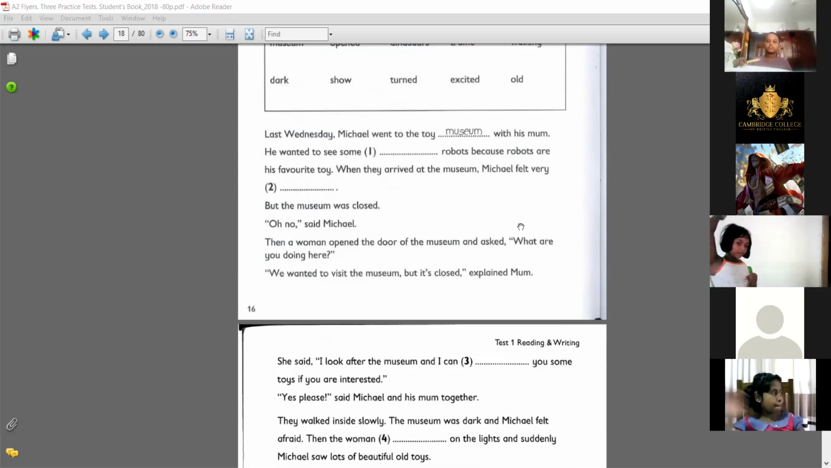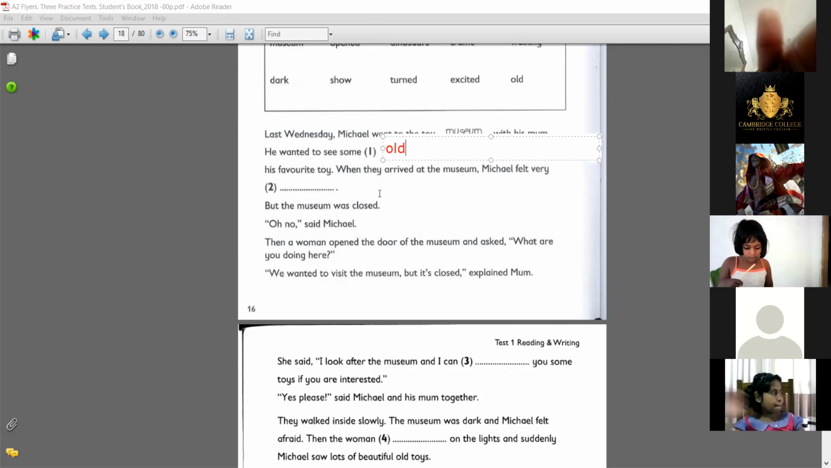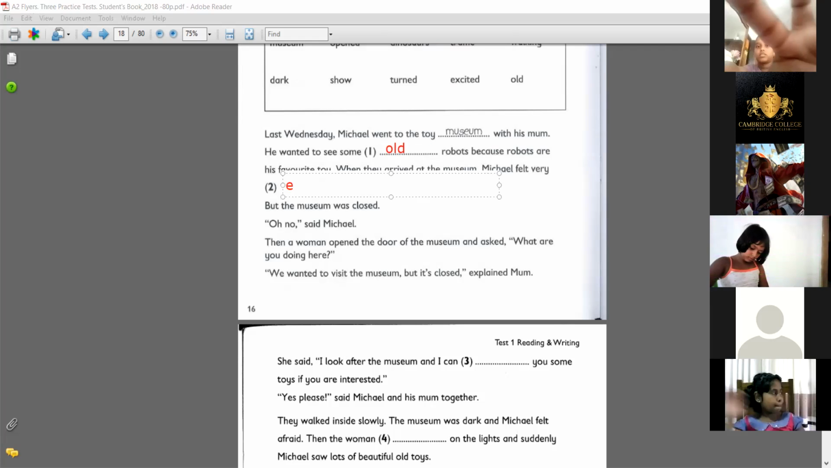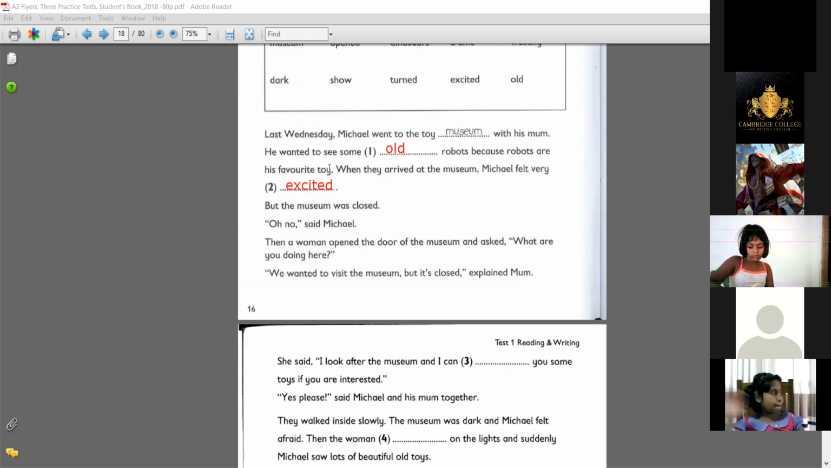So, look at this. Last Wednesday, Michael went to the toy museum with his mom. He wanted to see some excited robots. E-X-C-I-T-E-D, excited robot, because robots are his favorite toy. Oh, sorry, there's a mistake. Some old robots, because all things are in the museum. And when they arrived at the museum, Michael felt very excited. That is the second answer, excited. So question number one, answer is old. Question number two, answer is excited.